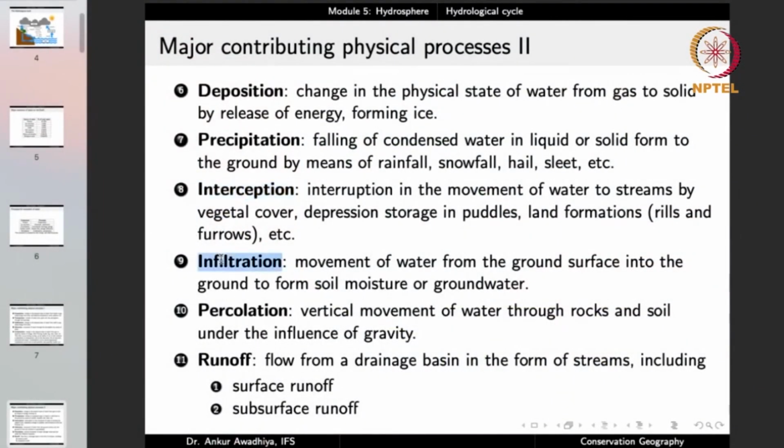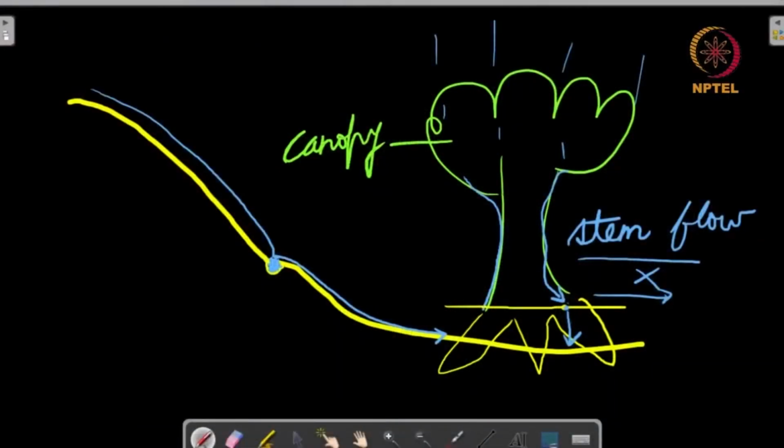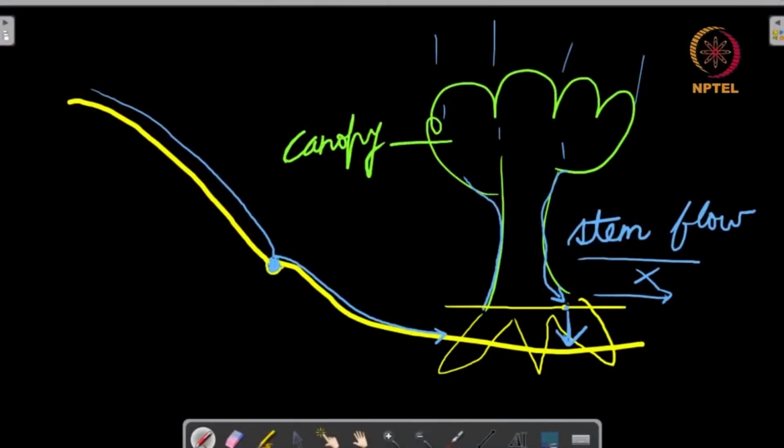Now after interception, we also have infiltration. Infiltration is the movement of water from the ground surface into the ground to form soil moisture or groundwater. So after this interception, when the water is moving into the ground, this is infiltration. Once the water has entered into the ground, there will be percolation. Percolation is the vertical movement of water through rocks and soil under the influence of gravity. So once this water has entered into the soil here in the form of infiltration, now it is moving down under the influence of gravity, and this is percolation.